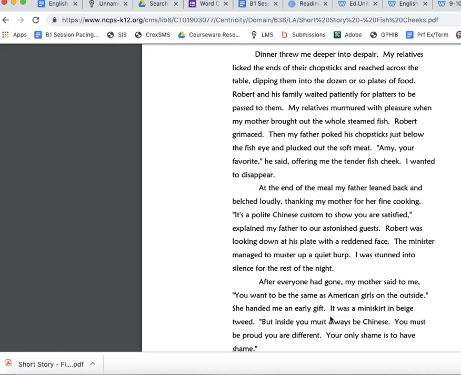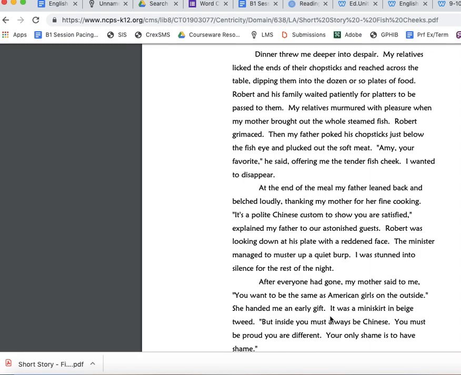Okay, so again, I'm going to stop. Think about the tone of this piece here. What does our speaker feel in this moment? She feels embarrassed, right? She says at the beginning, dinner threw me deeper into despair. That's an important word choice. And then Robert grimaced. Then my father poked his chopsticks just below the fisheye, and she wanted to disappear. She was mortified this was happening in this moment.